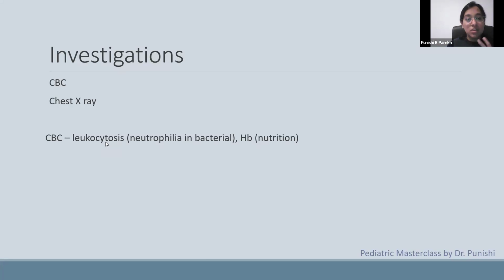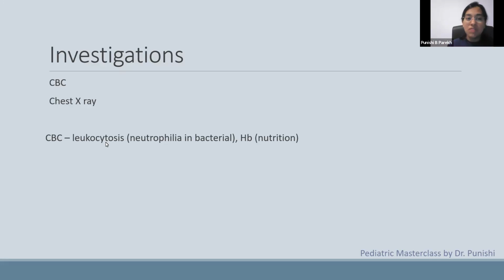Two important things that you want to look for is leukocytosis. So if it's a bacterial infection, you'll have elevated WBC count with neutrophil predominance. Whereas in a viral infection, you can either have a normal WBC count or a slightly low WBC. So depending on whether you're suspecting a viral or a bacterial picture, the CBC picture will change accordingly.